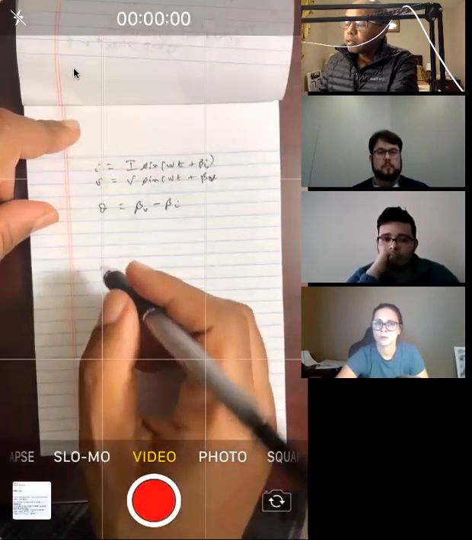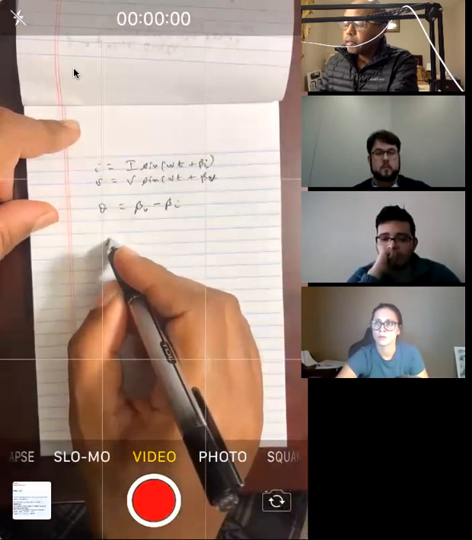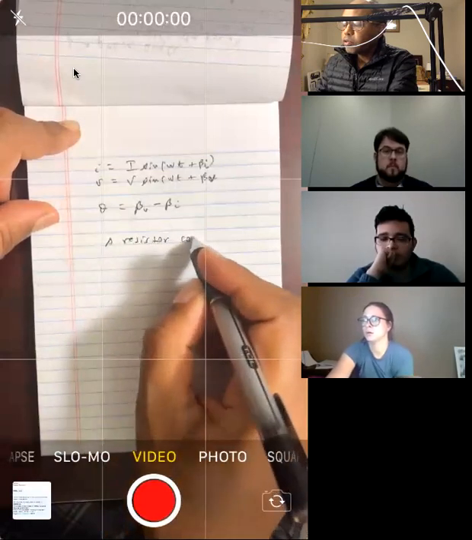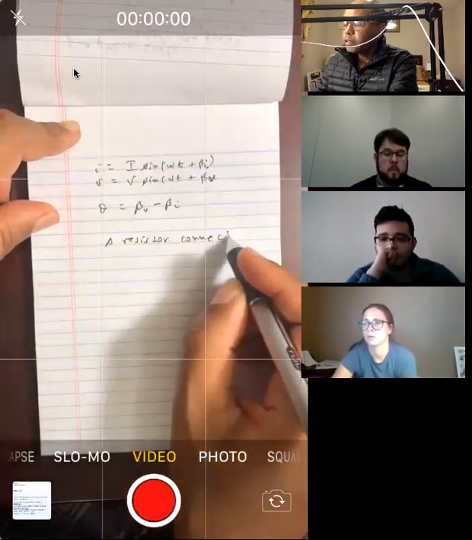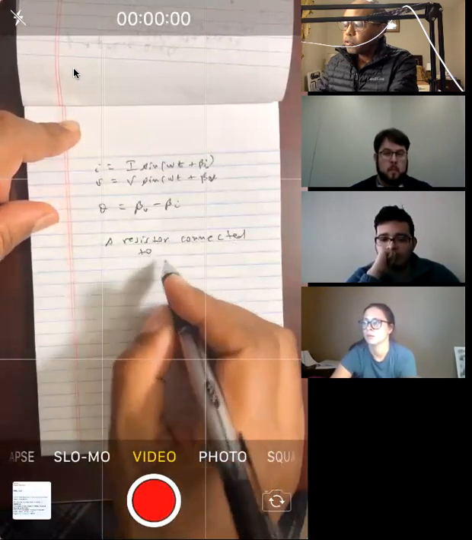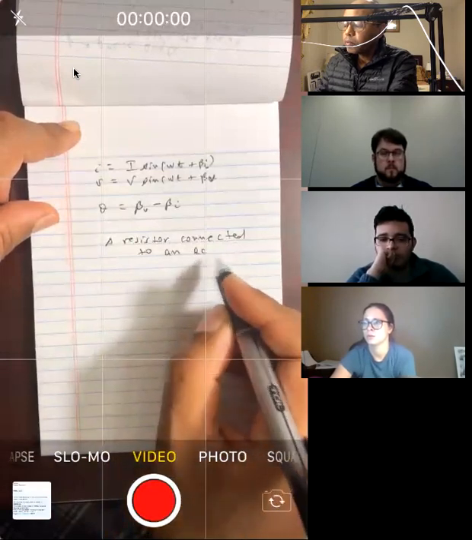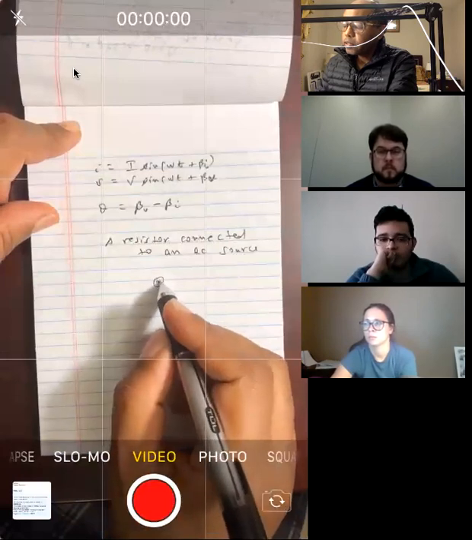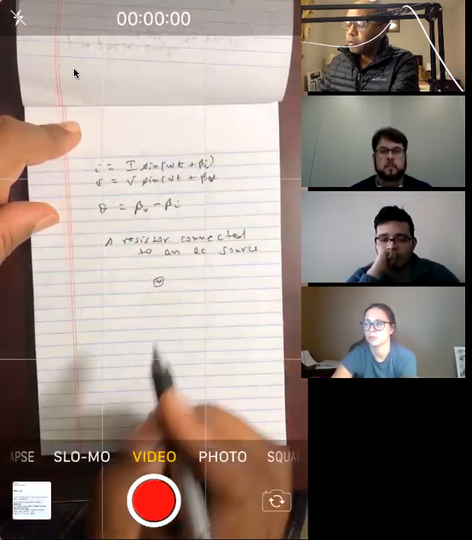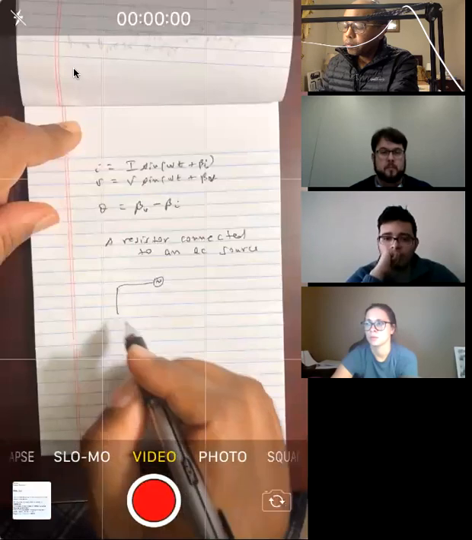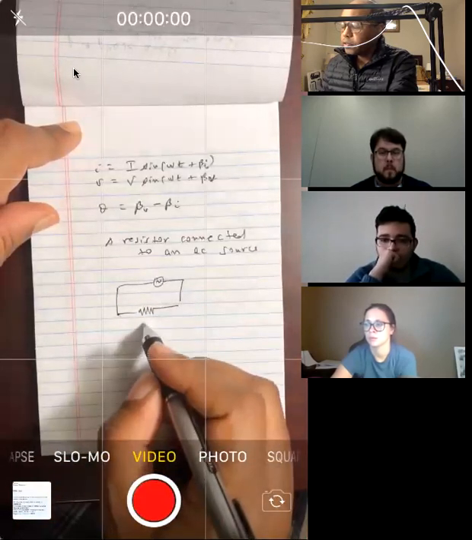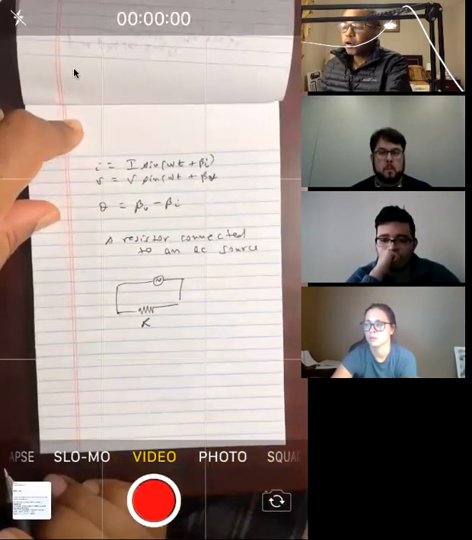Let's look first at a resistor connected to an AC source. By the way, the symbol for an AC source is like this, with the sine symbol. So we have this circuit over here. We've got a resistor, which is identified by the resistance R.